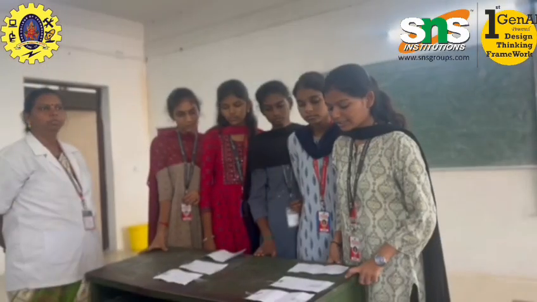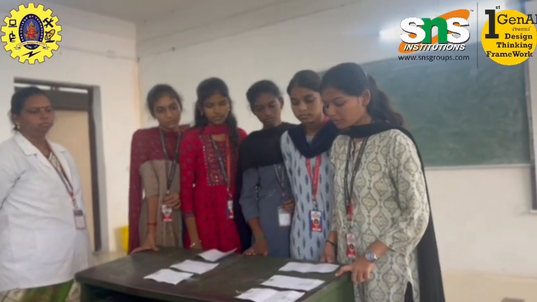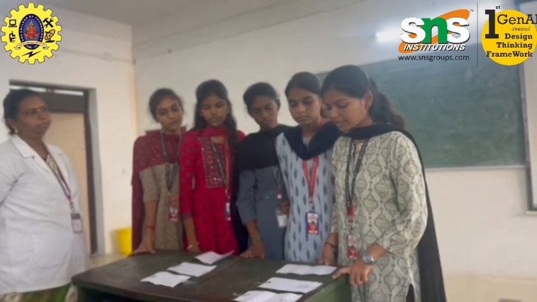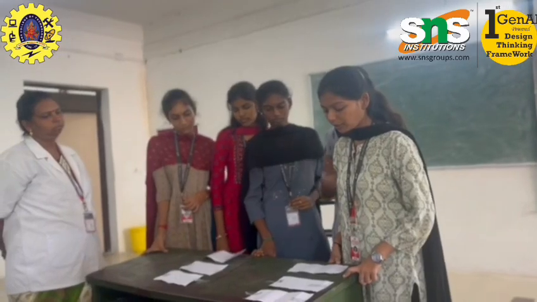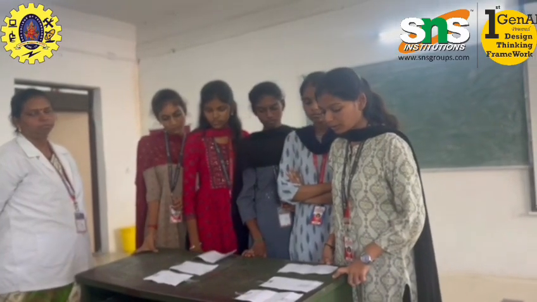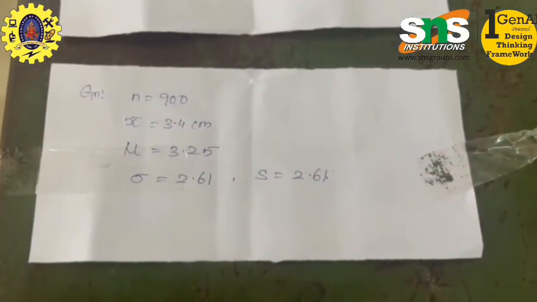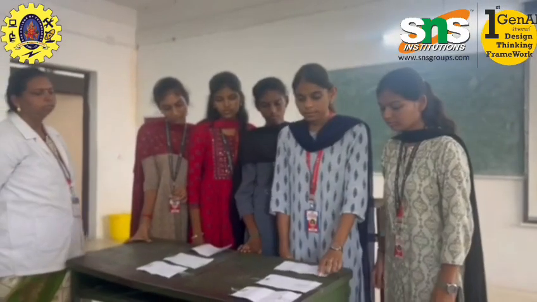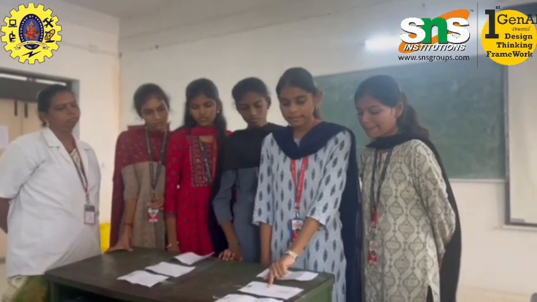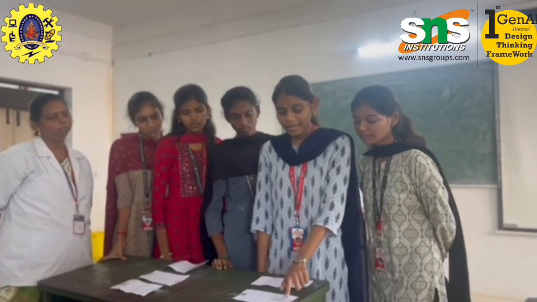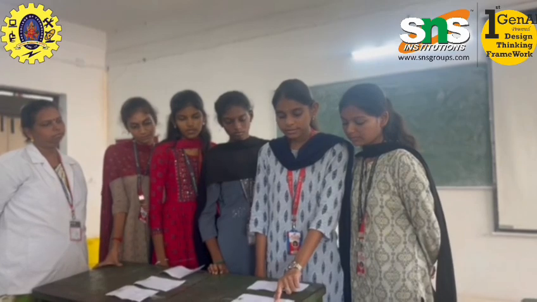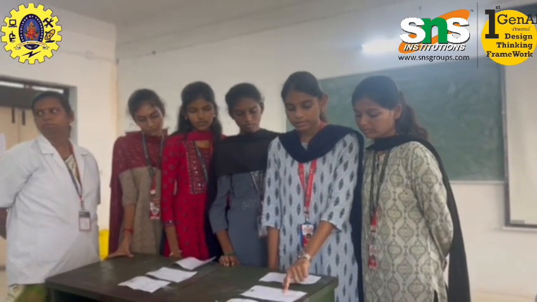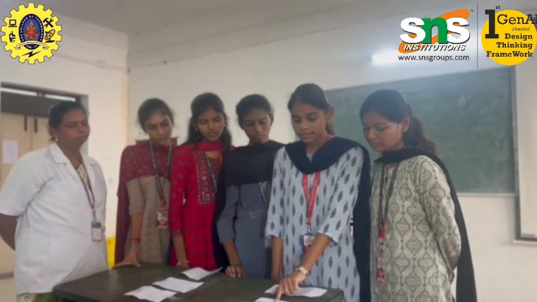The question is, a sample of 900 members has a mean of 3.4 cm and standard deviation 2.61 cm. Is the sample from a large population of mean 3.25 cm and standard deviation 2.61 cm? The next step is the given data: sample size n equals 900, x bar equals 3.4 cm, that is the sample. The population mean is 3.25 and the standard deviation is 2.61.